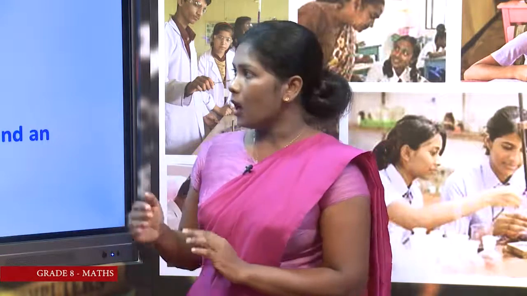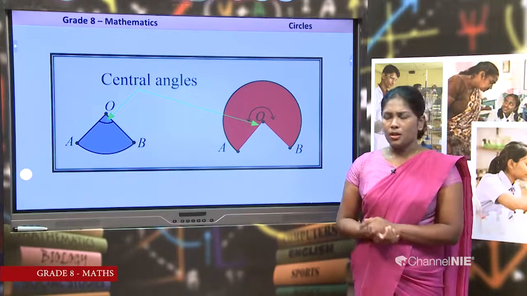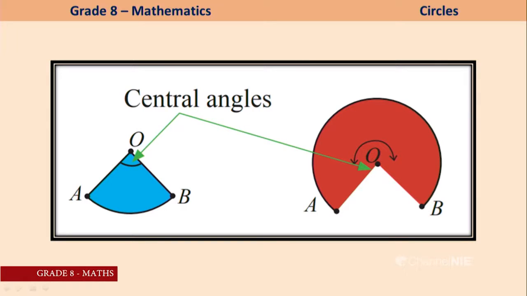So now we talk about central angles. What is this? Look at the diagram. You know the sector. There are 2 sectors, a blue one and a red one. Here there is an angle at the center. So we can call that angle a central angle. When we consider the blue sector, in here you can see the acute angle AOB. And also considering the other region, you can see the reflex angle AOB. So the same circle is separated into 2 sectors, and there are 2 central angles.